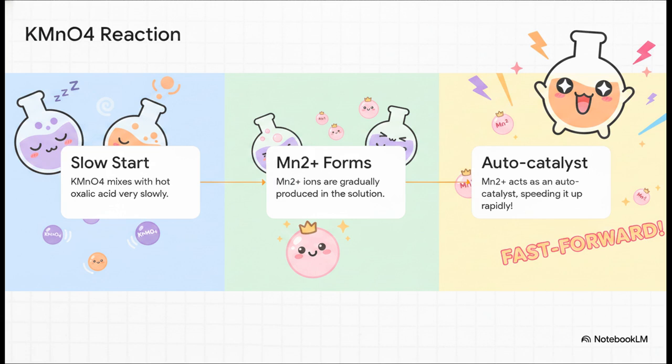But as the reaction slowly proceeds, it produces Mn2+ ions. And here is where the magic happens. Those newly formed Mn2+ ions act as an autocatalyst. The reaction literally creates its own catalyst. This means the reaction speed isn't constant at all. It hits fast forward and suddenly decolorizes incredibly fast.